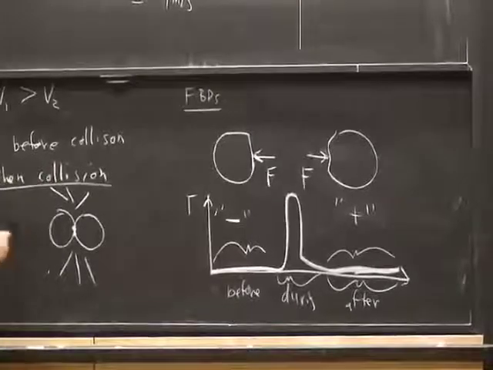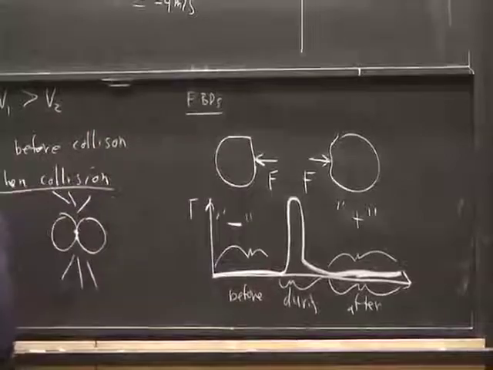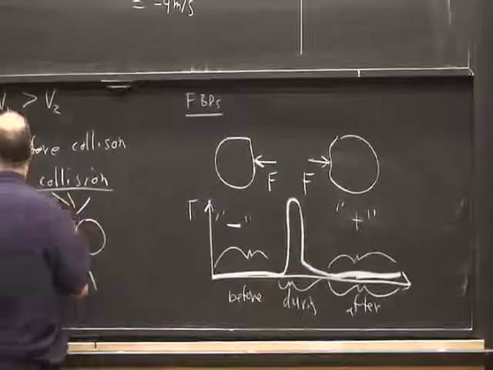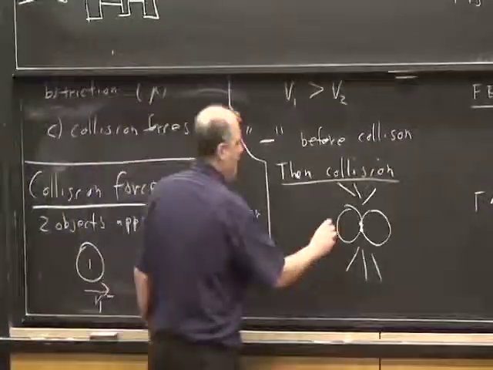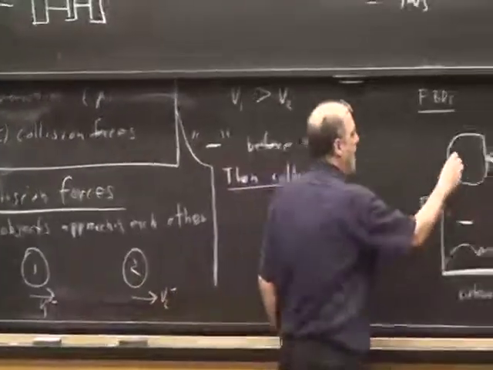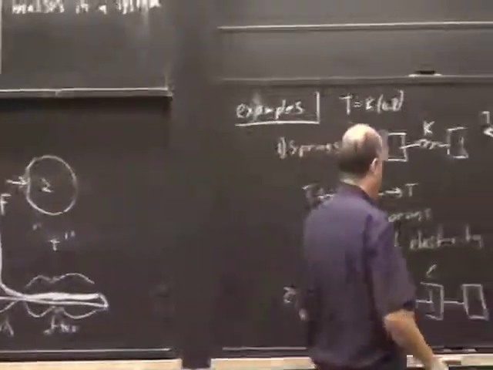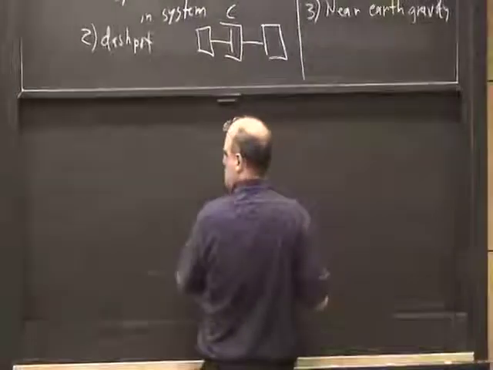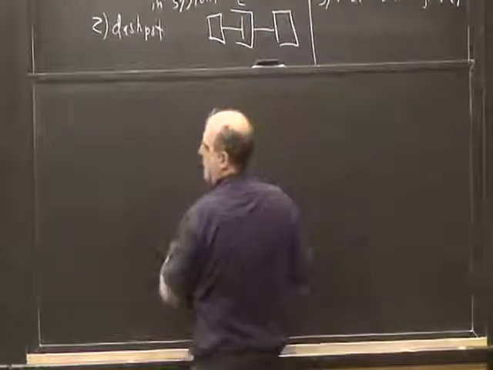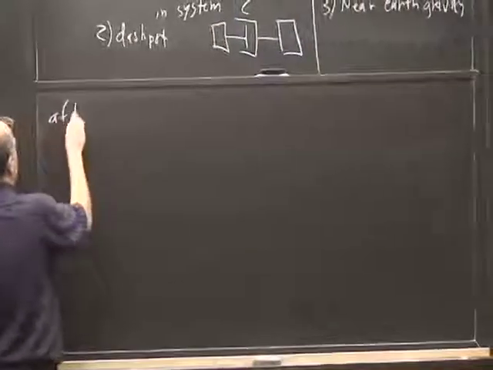So there's some brief period of time when this force is very big. And if we call these masses 1 and 2, then we can look at the net effect of that force on the collision. But before I do that, let me just finish the picture and then say after the collision.